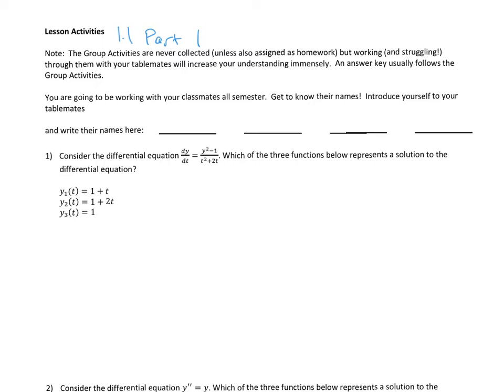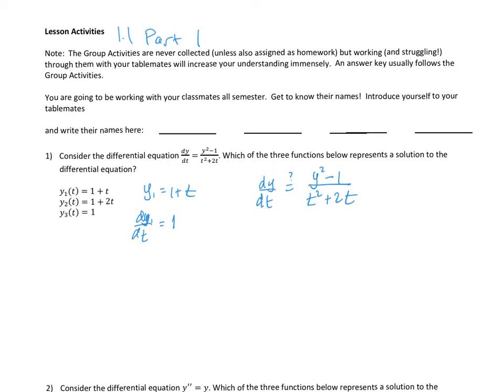Consider the differential equation dy/dt equals (y squared minus 1) over (t squared plus 2t). Which of the 3 functions below represents a solution to the differential equation? Okay, so we're just going to start with y1. So y1 is 1 plus t, and that means that dy/dt would be 1. So we're going to plug that into the given differential equation. Does dy/dt equal (y squared minus 1) over (t squared plus 2t)?